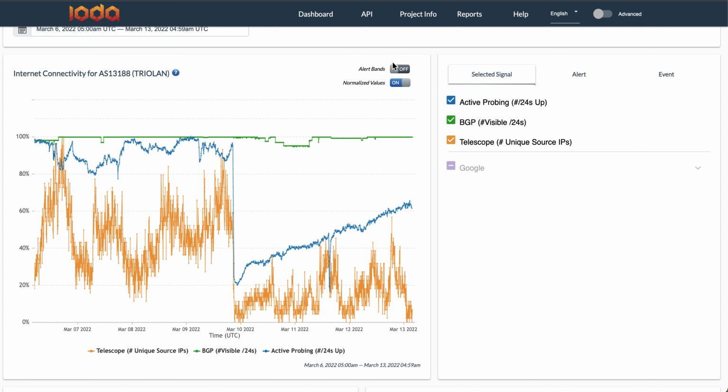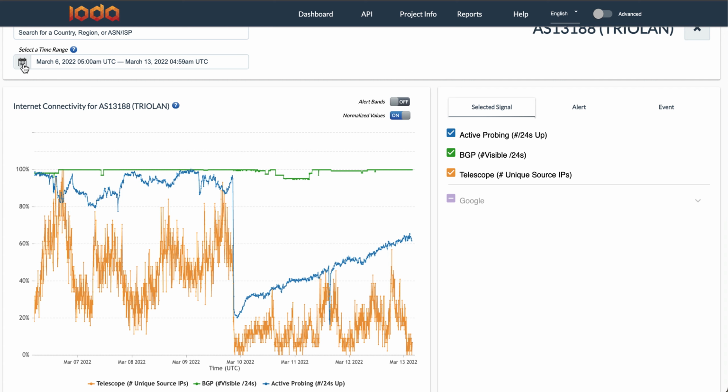So this just goes to show that when you're looking for an outage, it is a good idea to look for two simultaneous drops, like two signals demonstrating a simultaneous drop, but you may not see a drop happen in all three signals. We at the IODA team at Georgia Tech like to see two signals drop. Sometimes it could be just one signal, but we would want an external source to corroborate that.